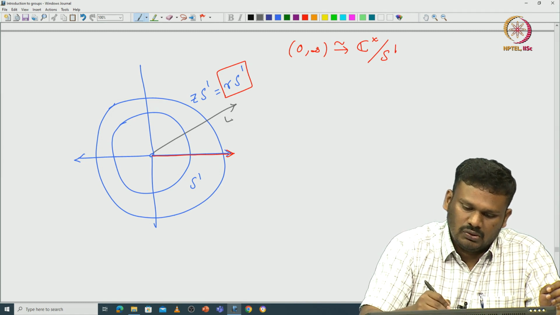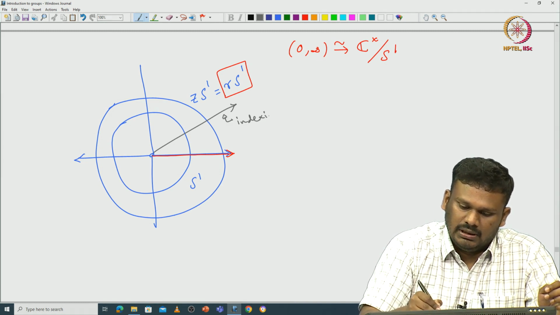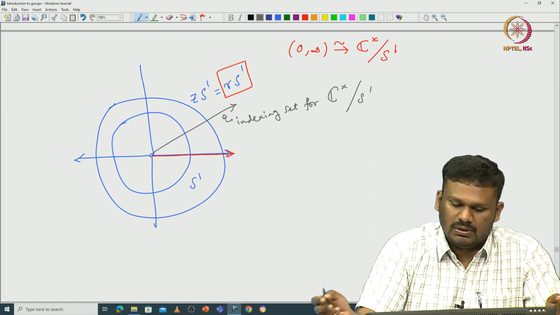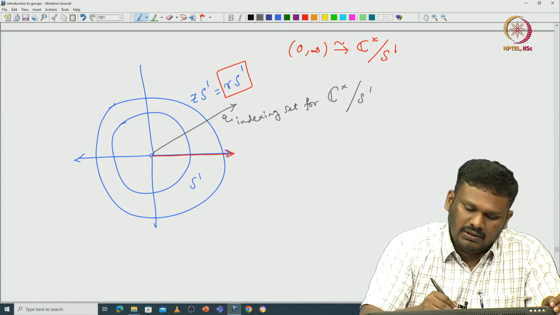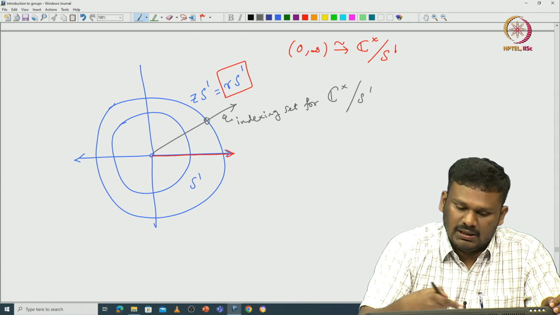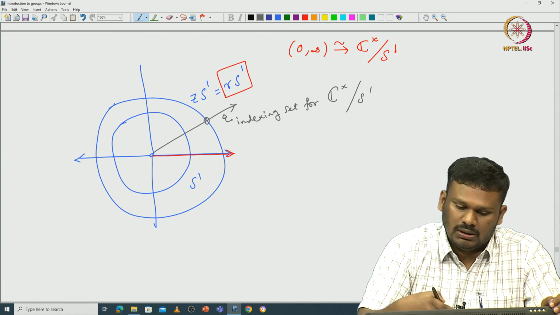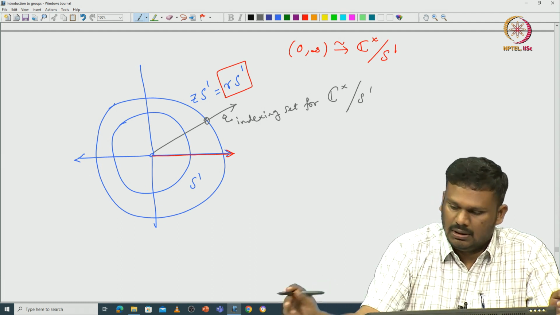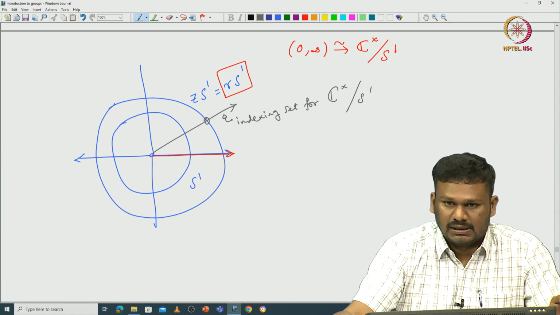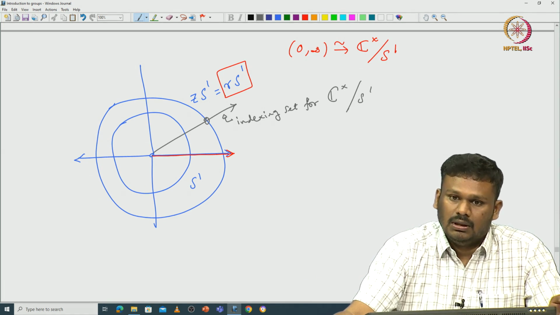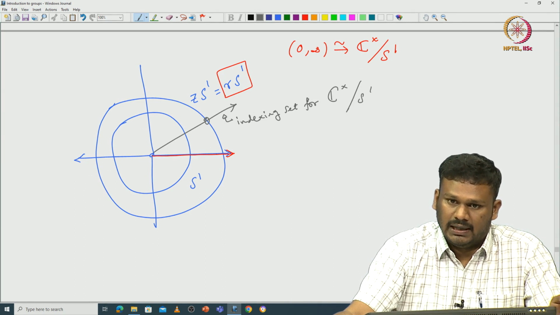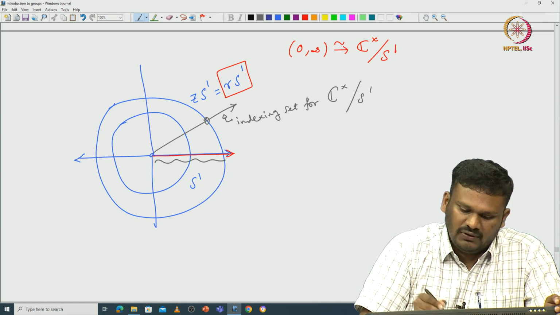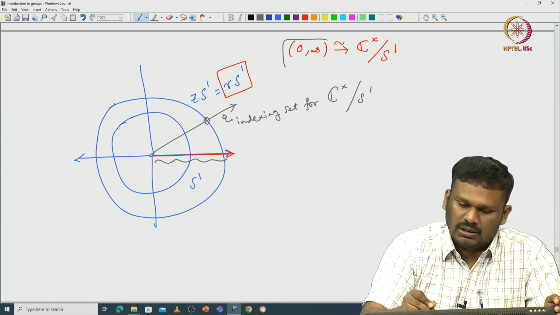So this ray is also an indexing set for C cross divided by S1, because if you take any ray, it will intersect this circle, which is centered at 0, at exactly one point. That is why it gives us an indexing set. All these indexing sets have very natural geometrical meaning. They are not randomly chosen, they are very specifically chosen. Most of the time we will work with this natural thing that we identified.